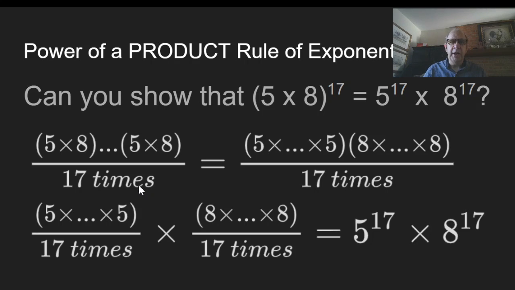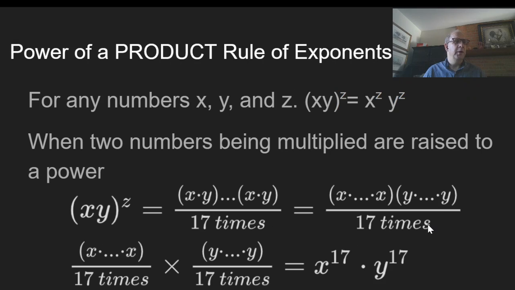commutative math, and I move all the things around, and all of my 5's are in one group, and all of my 8's are in another group, and they're all still being multiplied. And I'm going to split them apart and say 5 times 5 times 5, 17 times, times 8 times 8 times 8, 17 times. That means I have 5 to the 17th times 8 to the 17th. So if I have something in the parentheses raised to a power, I can split it apart. Okay? And this just proves it for us.